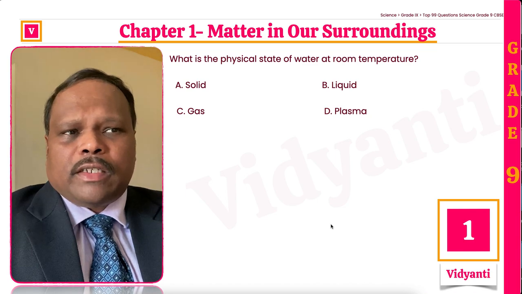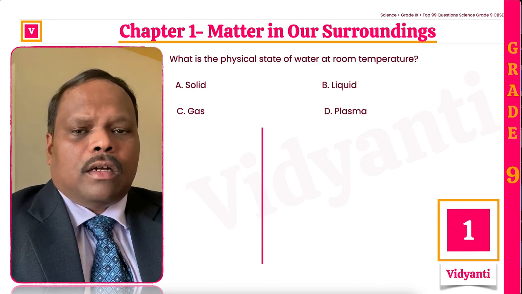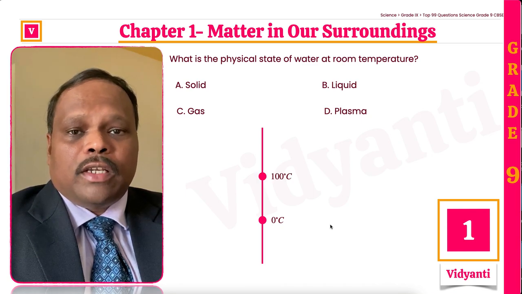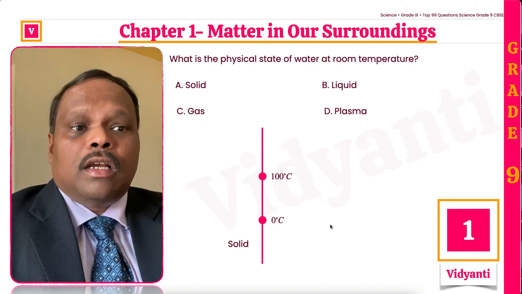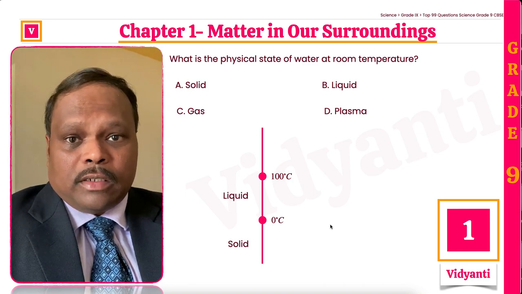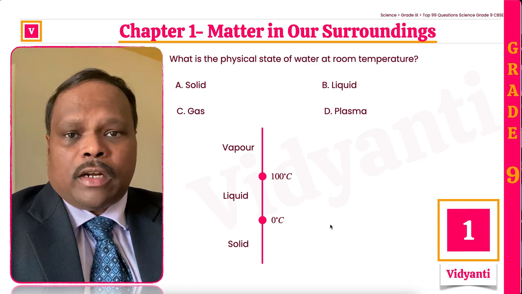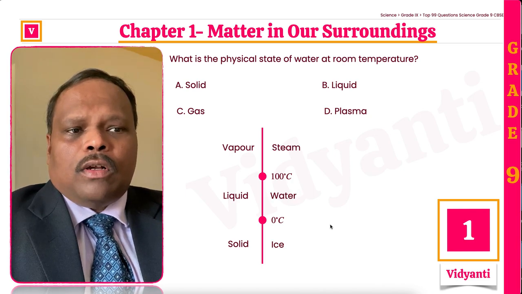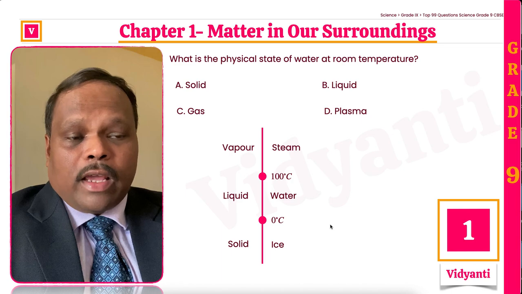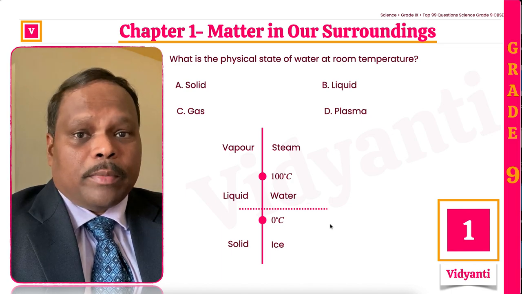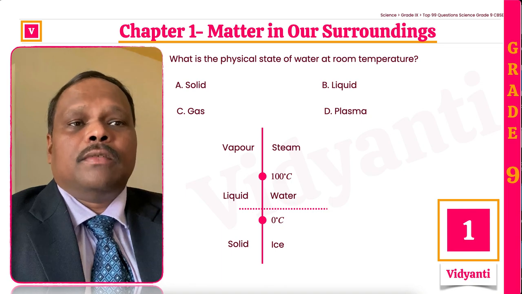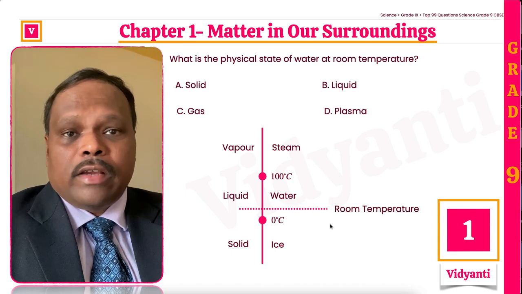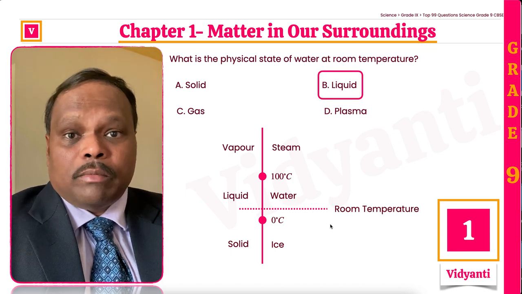What is the physical state of water at room temperature? Well, if you consider this as a temperature scale, let us assume these 2 points, 0 degrees Celsius and 100 degrees Celsius. Below 0 degrees Celsius, it's solid for water. Between 0 and 100, it is liquid, and after 100 degrees Celsius, that will be vapor. Now, the corresponding physical states will be referred to as ice, water and steam. Since room temperature is typically at 25 degrees Celsius, the physical state of water at room temperature will be liquid, and that will be your final answer, option B.